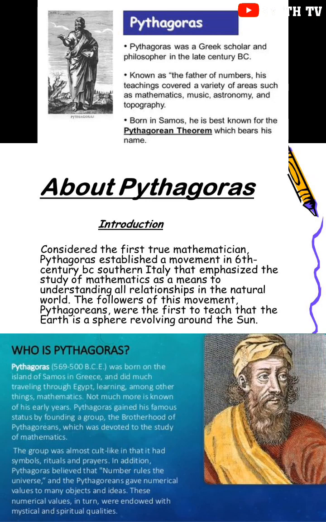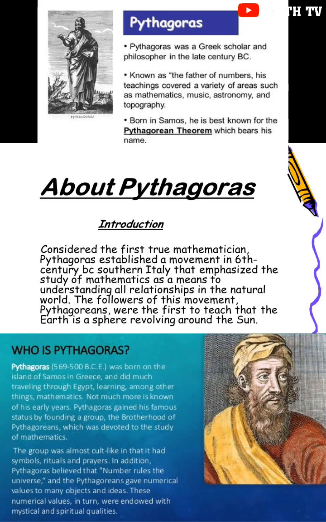The followers of this movement, Pythagoreans, were the first to teach that the earth is a sphere revolving around the sun. The group was almost cult-like in that it made symbols, rituals, and prayers. In addition, Pythagoras, known as the father of numbers, believed that number rules the universe, and the Pythagoreans gave numerical values to many objects and ideas. Those numerical values in turn were endowed with mystical and spiritual qualities.